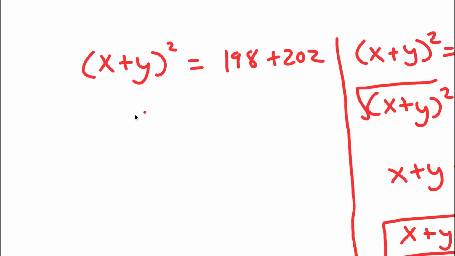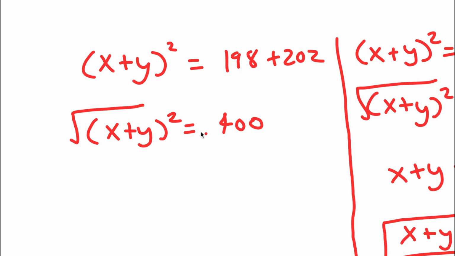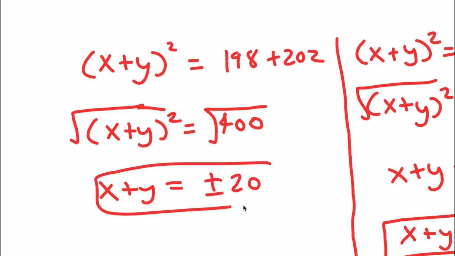And now for my other equation, I have (x plus y) squared is equal to 400. So now if I take the square root on both sides, I get x plus y is equal to the square root of 400, which is positive or negative 20. So these are two more solutions.